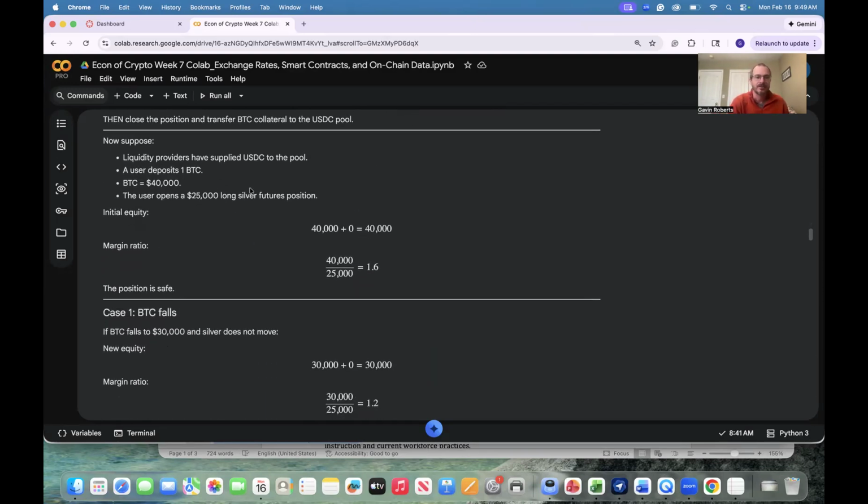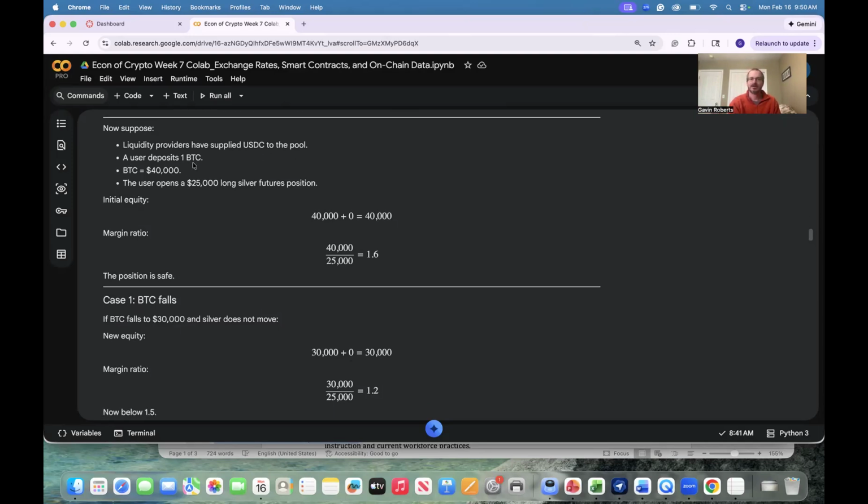So now suppose liquidity providers have supplied USD. So that's the creditor saying, here's some money that other people can borrow and make speculative bets with. It may or may not be specific to a very specific silver futures bet. It could be more general than that. But creditors or liquidity providers provide US dollar coins to the pool.